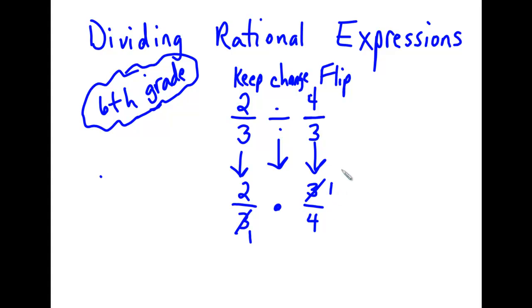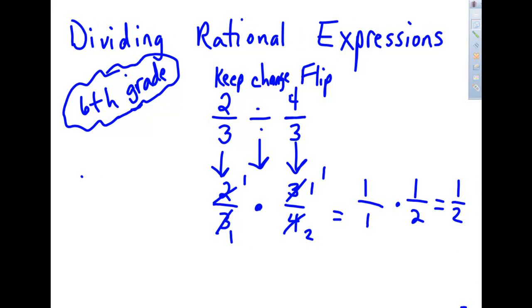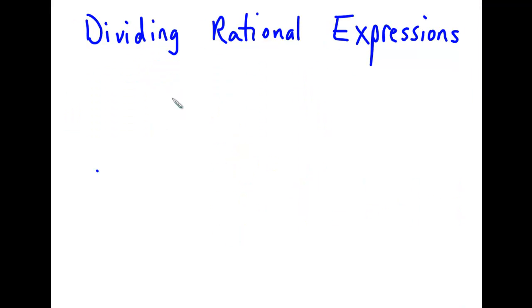And then we can cross reduce. 3 goes into 3 once, 3 goes into 3 once, 2 goes into 2 once, 2 goes into 4 twice. So now I have 1 over 1 times 1 over 2. And then we multiply across. So 1 times 1 is 1, and 1 times 2 is 2. Well, I do the same thing with dividing rational expressions.